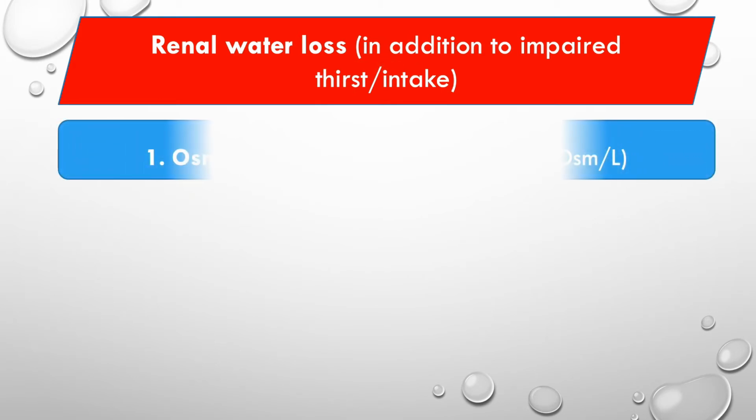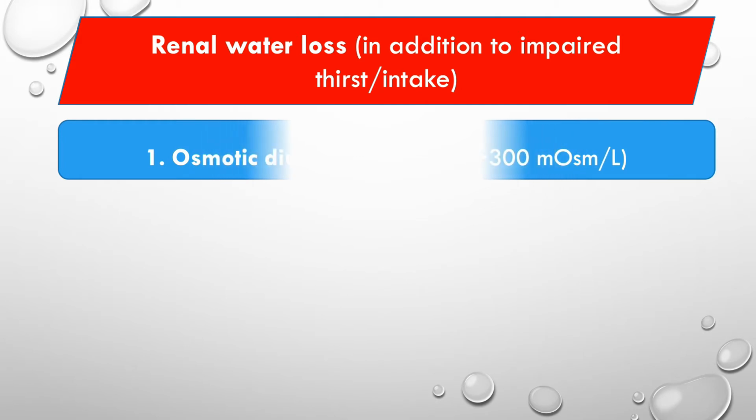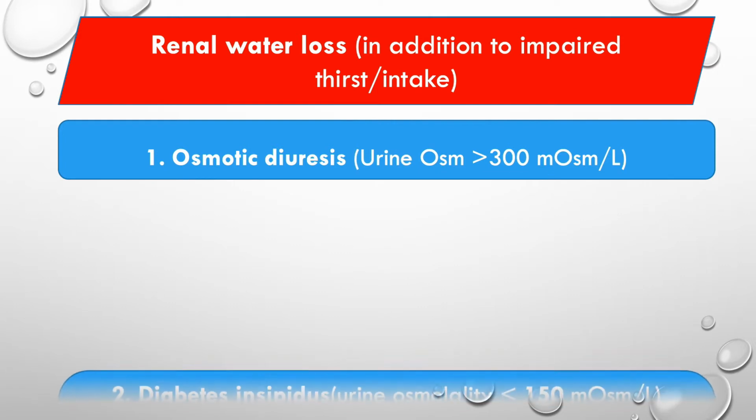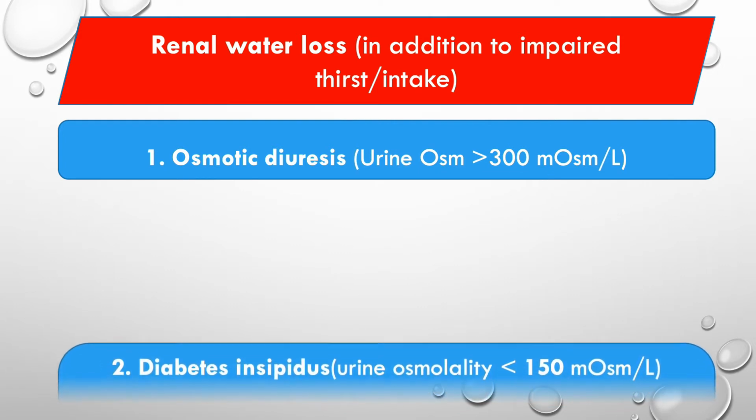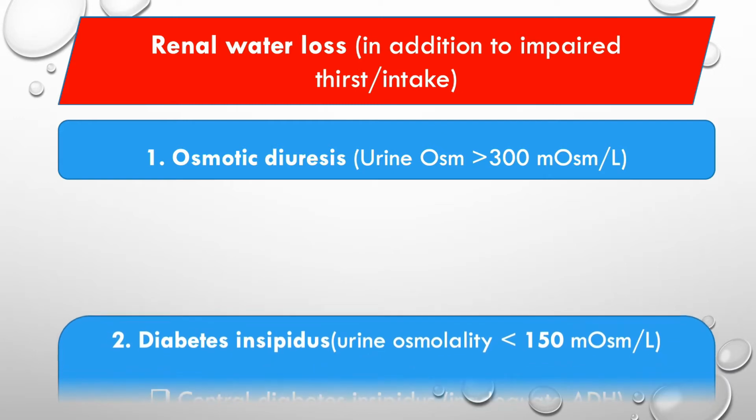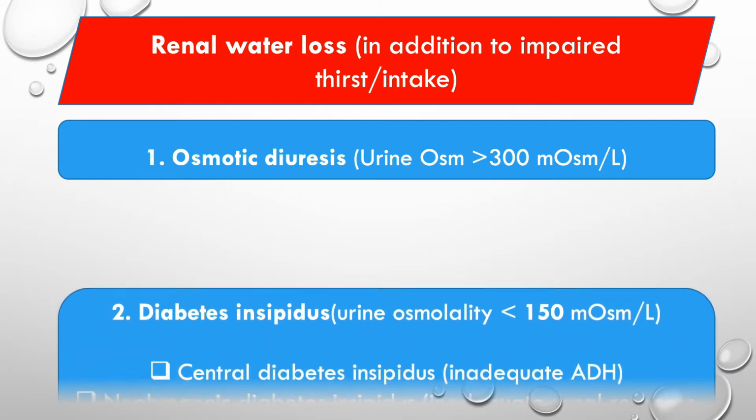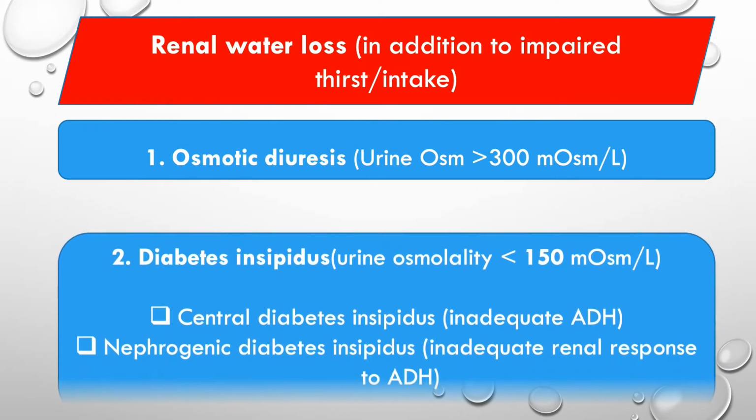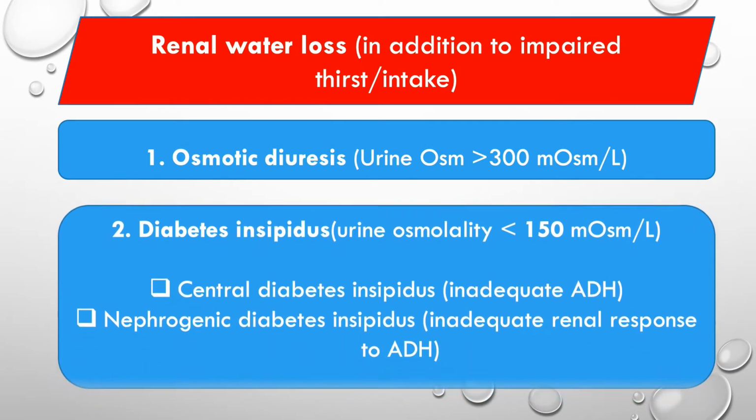The hallmark of marked renal water loss is polyuria, defined as a urine volume greater than 3 liters per 24 hours. The common defect in all cases of renal water loss is an inability of the kidney to conserve water appropriately. The key to the evaluation of the patient with renal water loss is measurement of the urine osmolality.